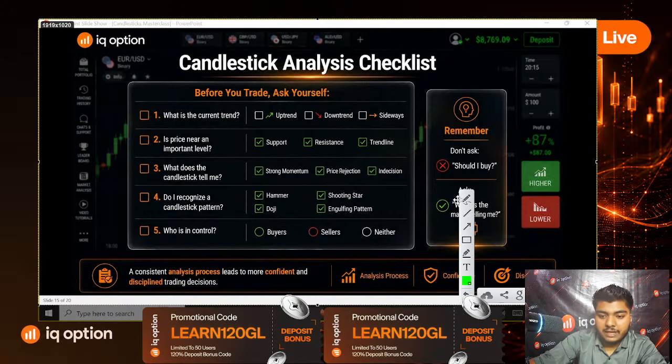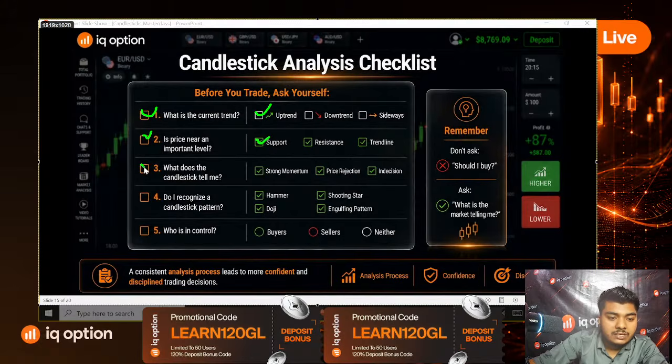do one example here. Suppose you are now going to trade in the market, just entering the market. What are you going to ask yourself first? What is the trend here? Let's tick mark: suppose the market is in an uptrend. The second is, is the price near an important level? Because this is an uptrend, the price is near a support level. And then the third is, what do the candlesticks tell me? At a support level, we found a good price rejection.